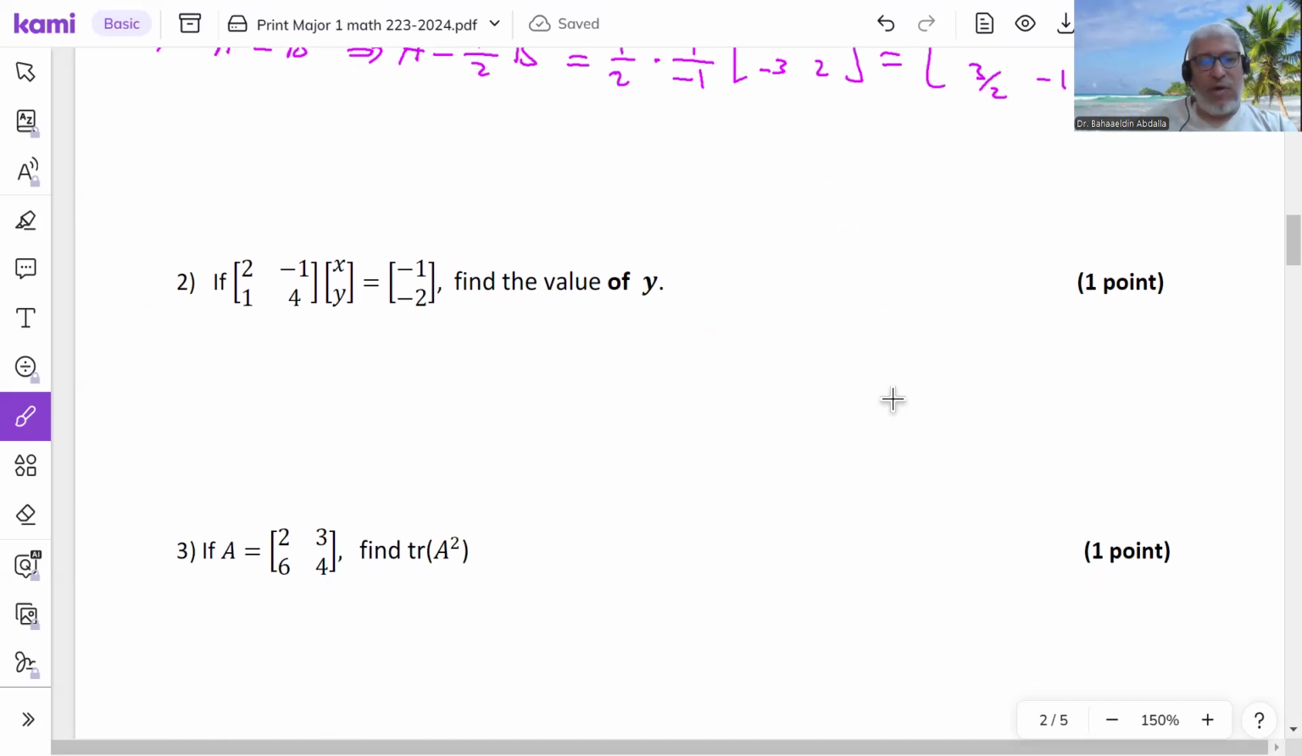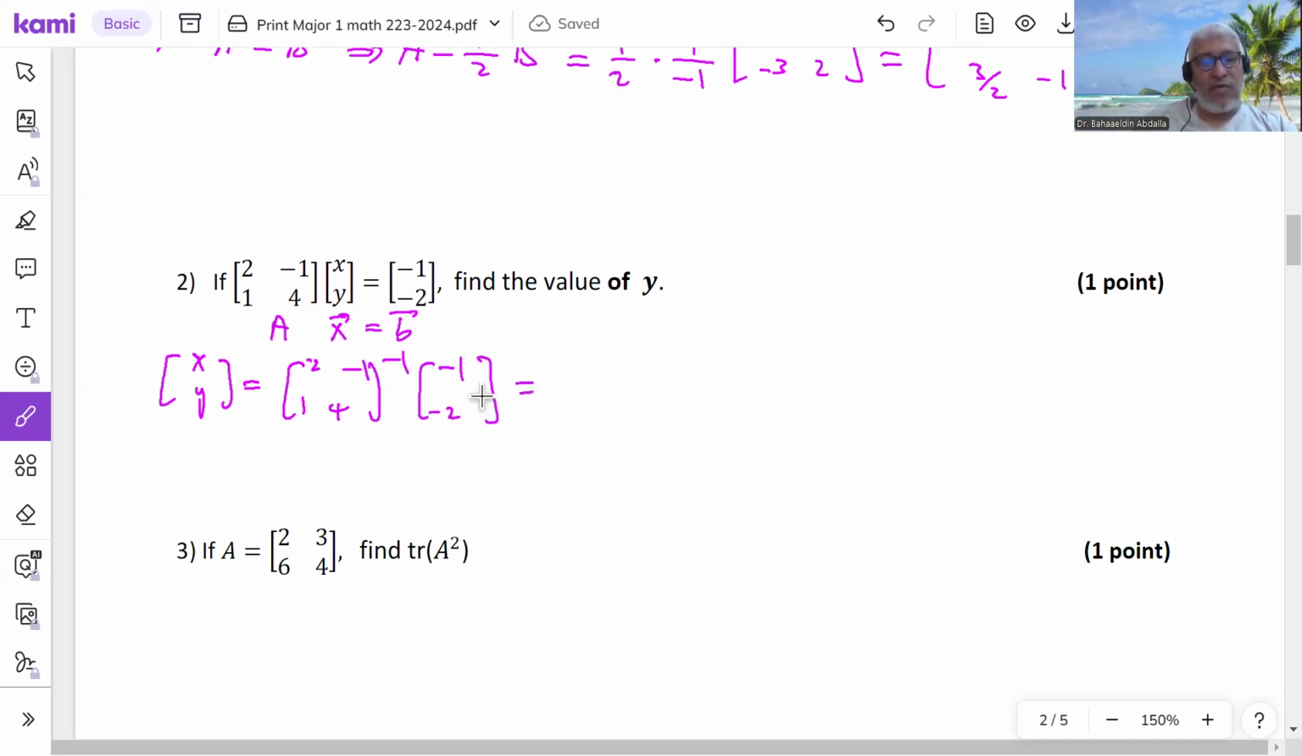Find the value of y. Well, here you can say that I have a matrix A and a matrix X equals matrix B. So to find X would be A inverse times B. So in fact, XY will be the inverse of this matrix times the matrix -1 and -2.